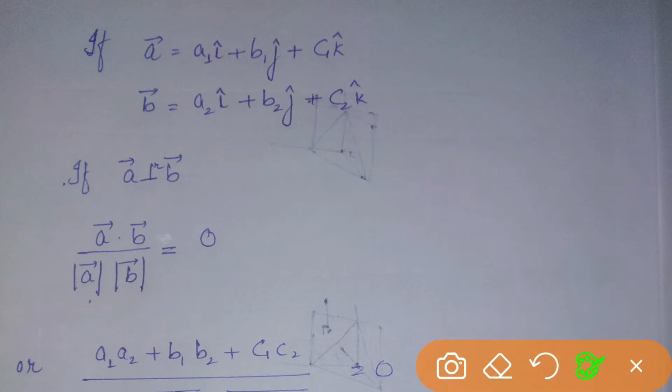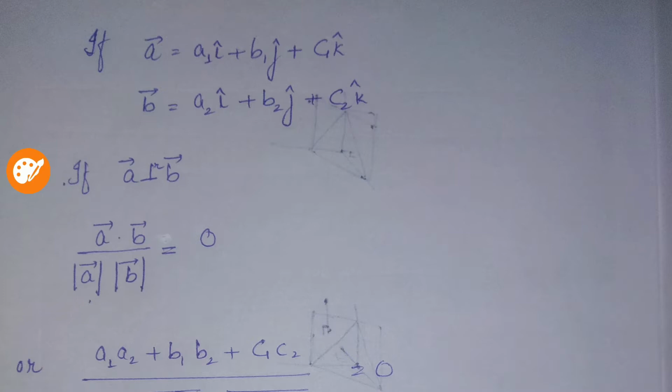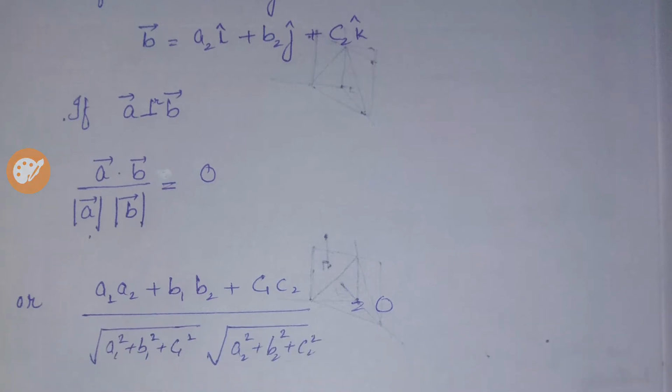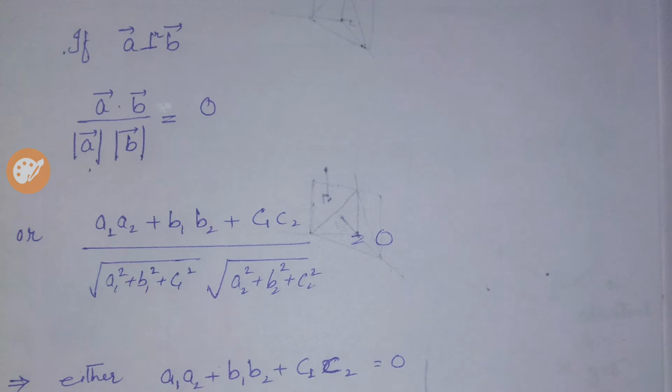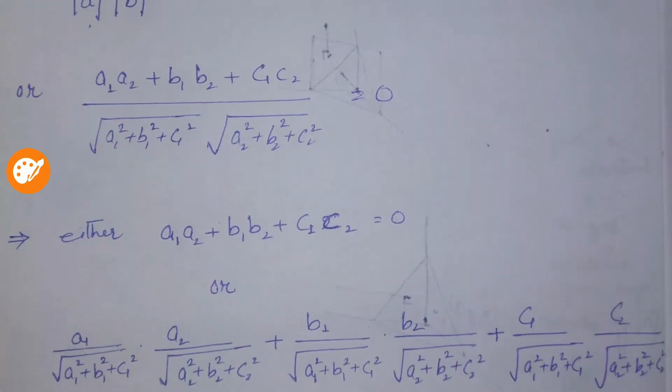Now if I substitute those vectors here, you can see a dot b, right? So from here a dot b, I'll get a1 a2 plus b1 b2 plus c1 c2, and the denominator, these are the magnitudes of a and b, so I will have square root of a1 square plus b1 square plus c1 square into square root of a2 square plus b2 square plus c2 square. You can see clearly, right? So now if this part goes to this side, this becomes 0. So if two vectors are perpendicular, you can say directly the sum of the products of their direction ratios is 0.